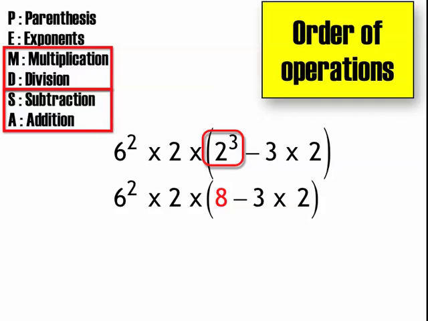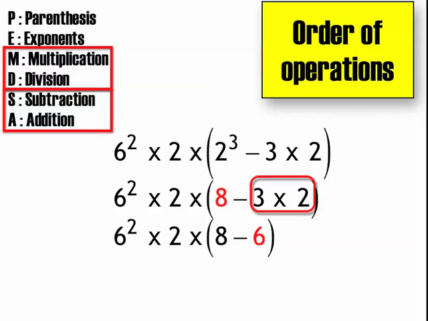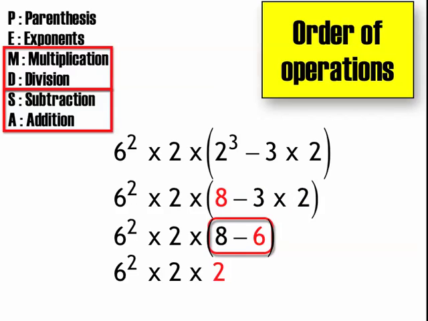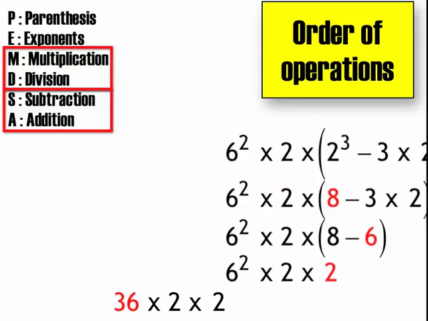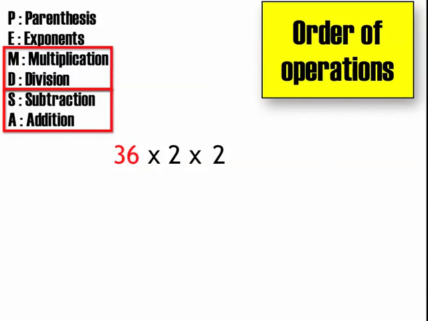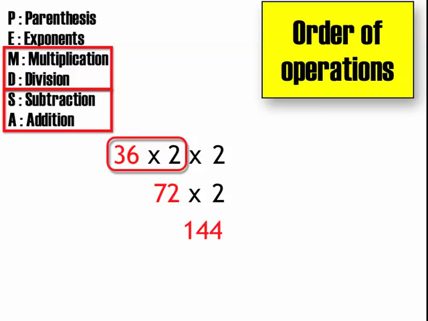Going with PEMDAS, multiplication is next on my list. So 2 times 3 is 6. Simplify that down. And then 8 minus 6, that's going to give me 2. And now I apply PEMDAS to the remaining expression, doing exponents first. Parentheses, exponents, multiplication, division, subtraction, addition. So 6 squared, that's going to give me 36 times 2 times 2. Now still using PEMDAS, everything's multiplied together. The first two on the left, 2 times 36, 72, times 2 is 144.